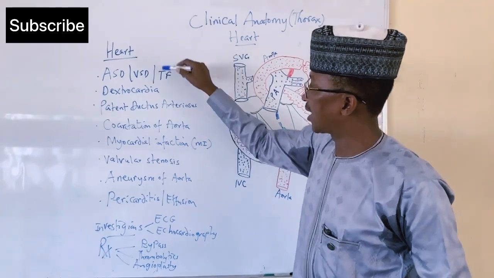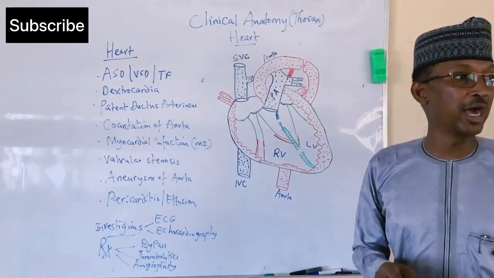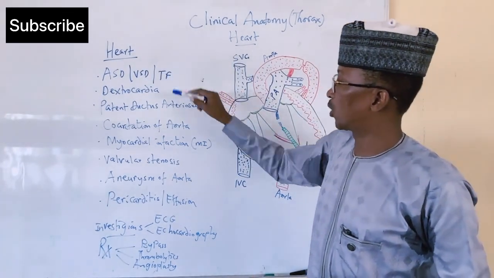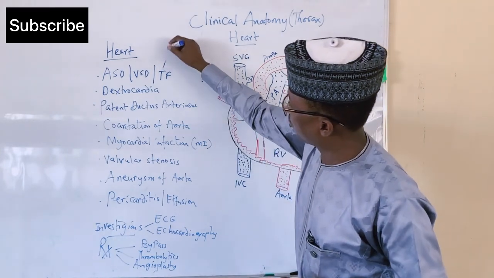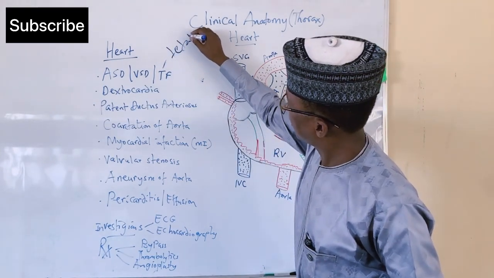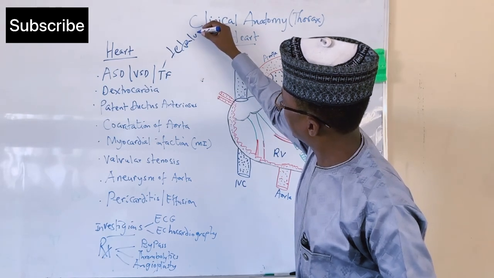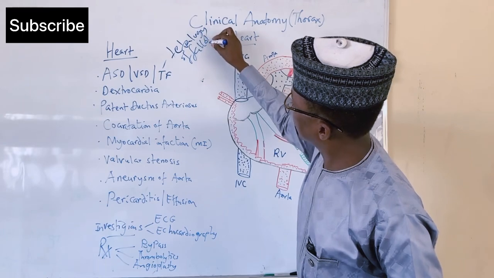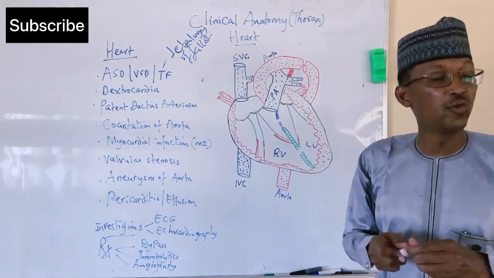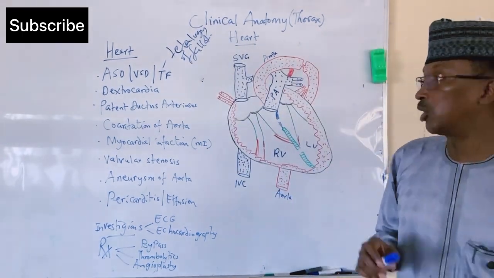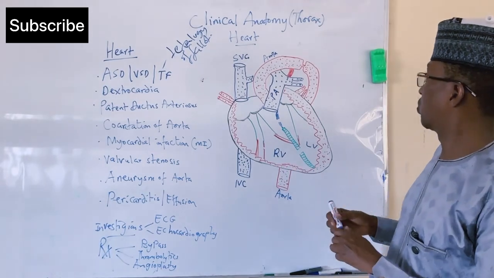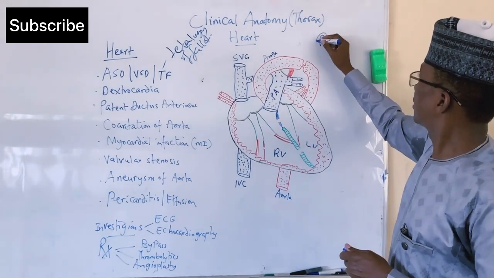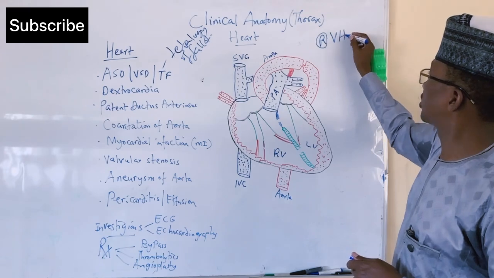And so the other kind of anomaly that somebody may have is what we call tetralogy of Fallot. Tetralogy of Fallot is a 4-in-1 condition in which you have what you call right ventricular hypertrophy.